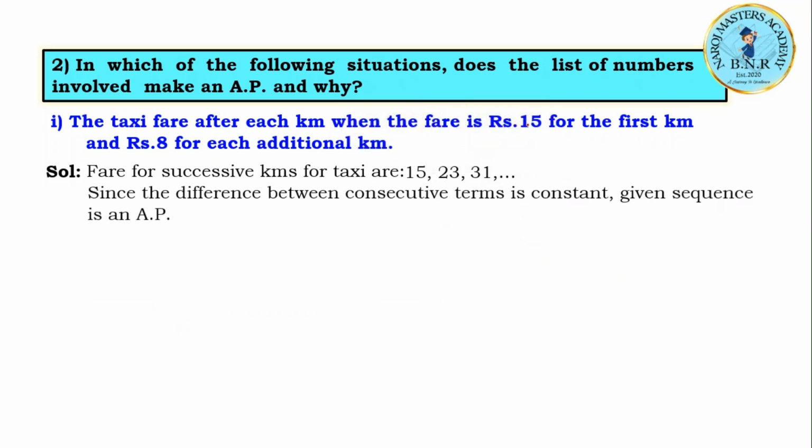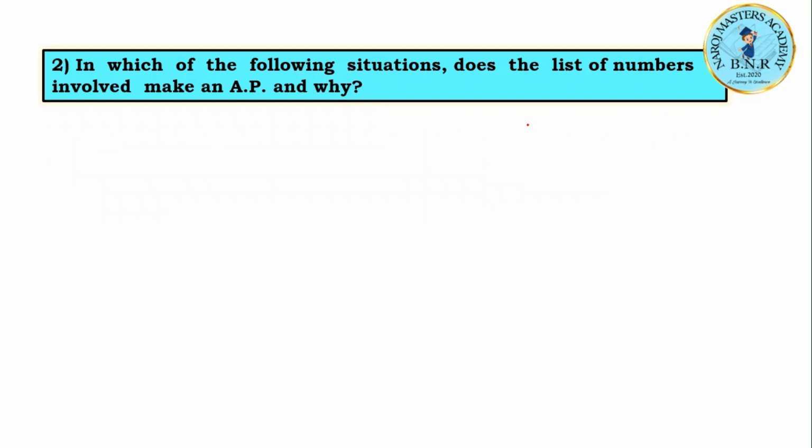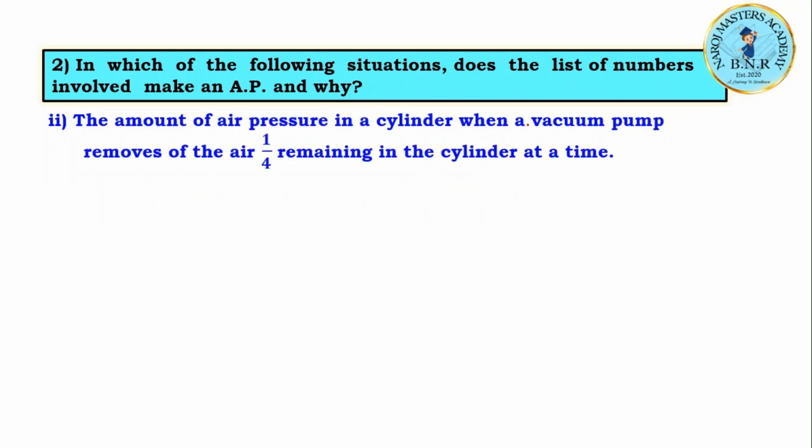Since the difference between the consecutive terms is constant, the given sequence is an AP. Now this is your time to say the answer for this.